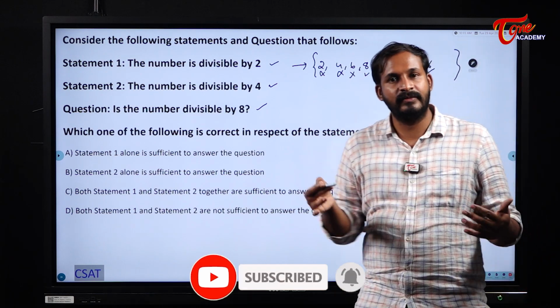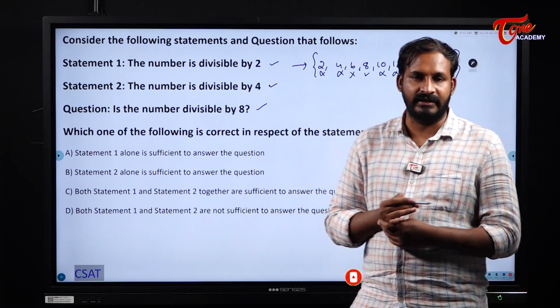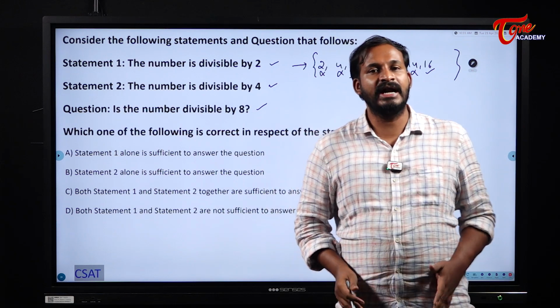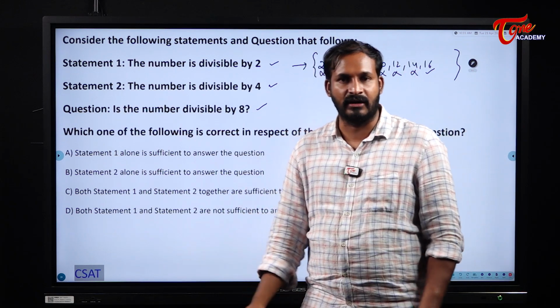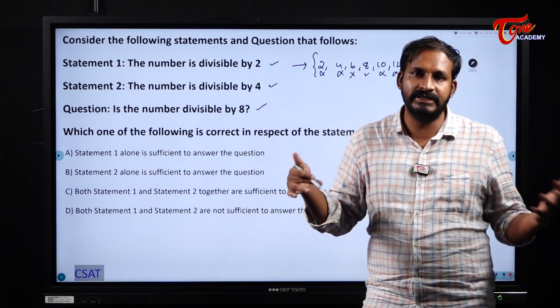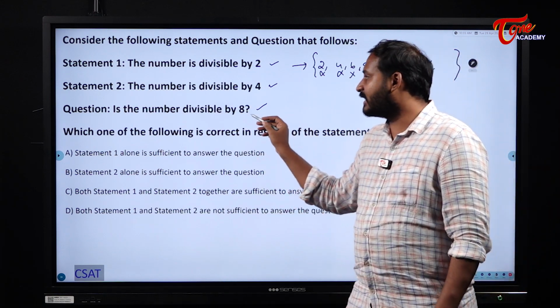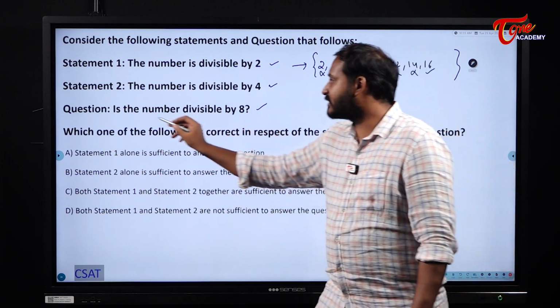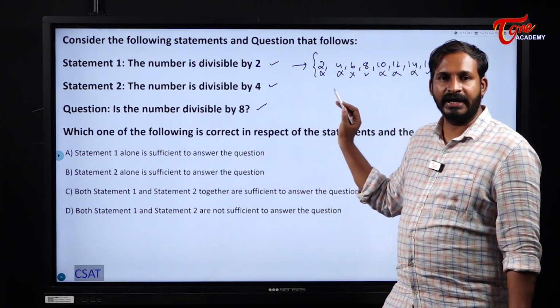Some numbers are divisible by 8 and some numbers are not divisible by 8. Can I say exactly that yes, they are divisible, or no, they are not divisible? No, I cannot say. Why? Because there is a chance for both. Some numbers are divisible and some numbers are not divisible. So, I cannot tell an exact yes or no here.